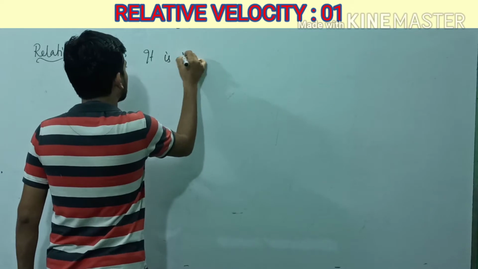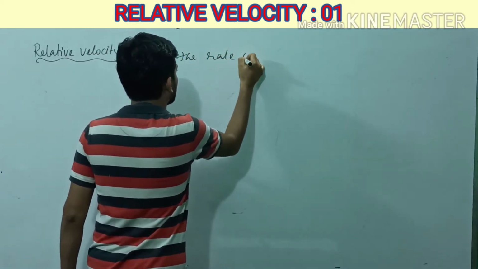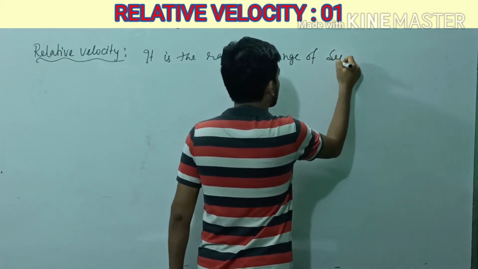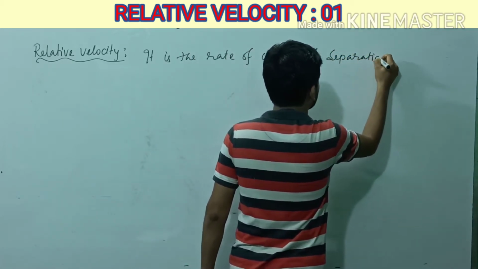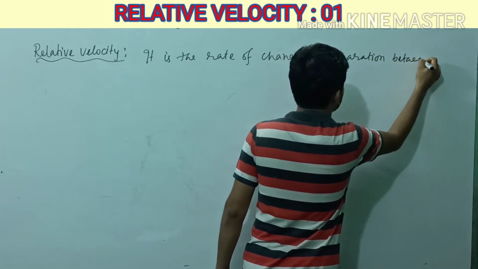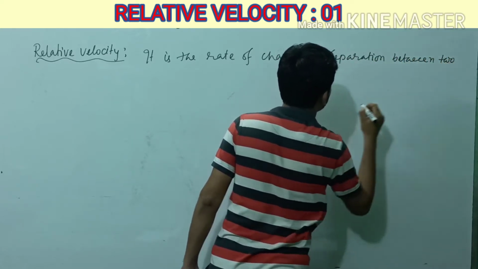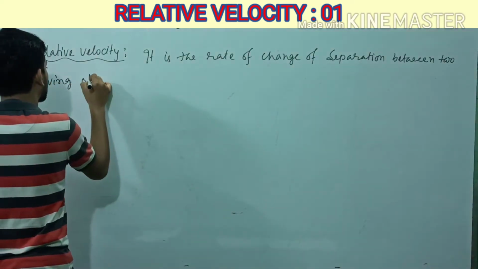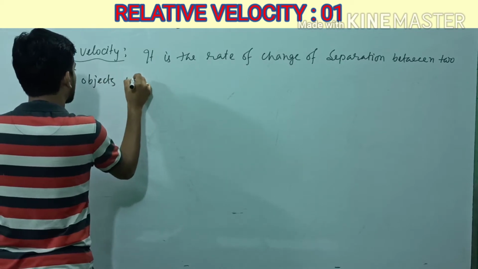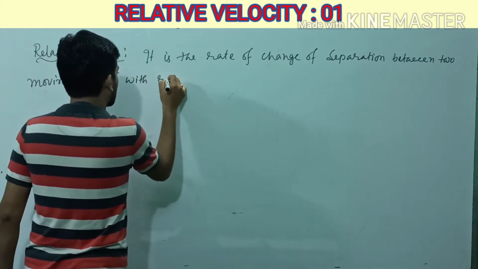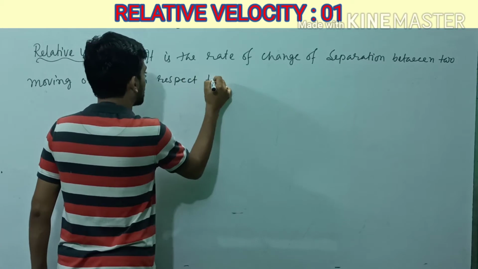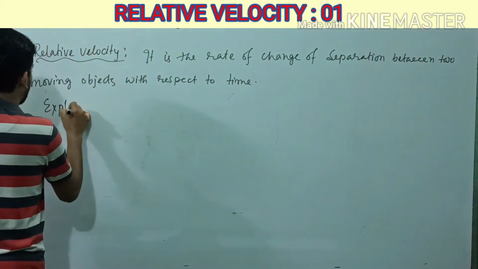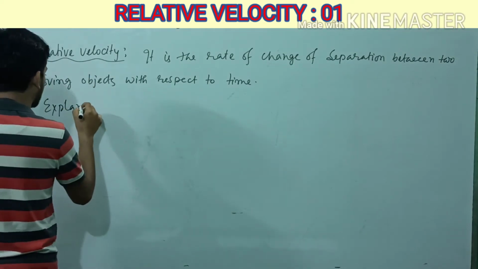It is the rate of change of separation between two moving objects with respect to time. Now we are going to explain mathematically the concept relative velocity.